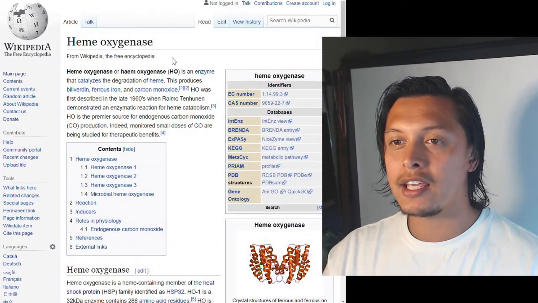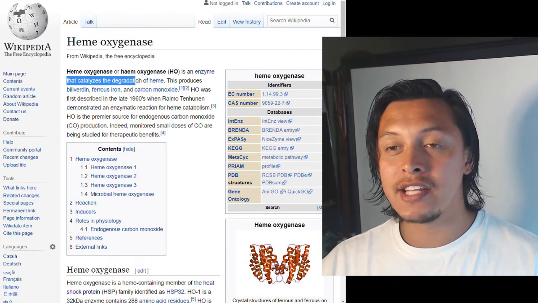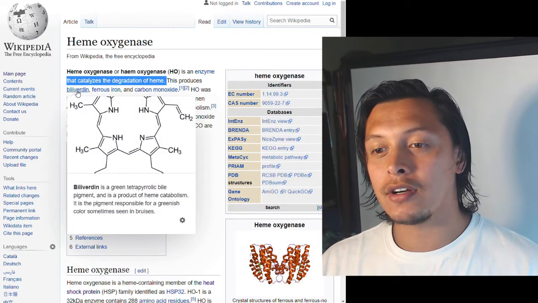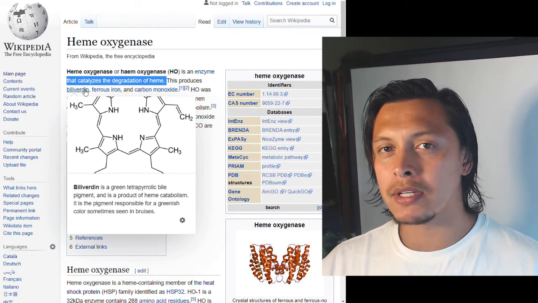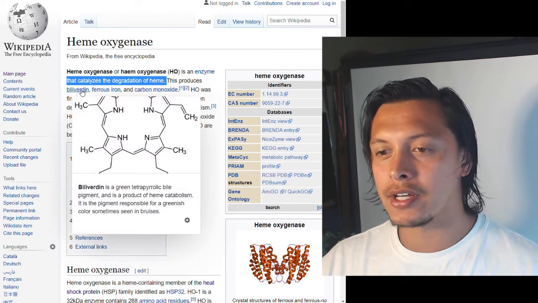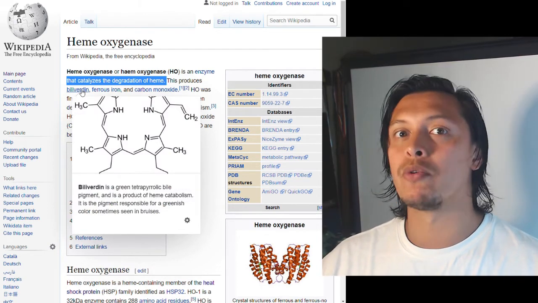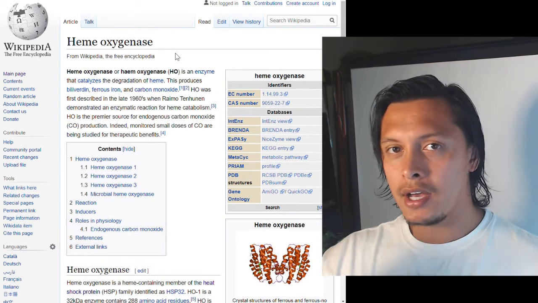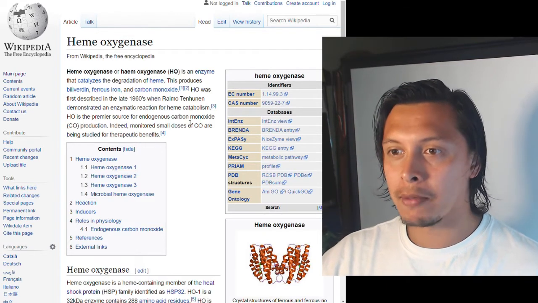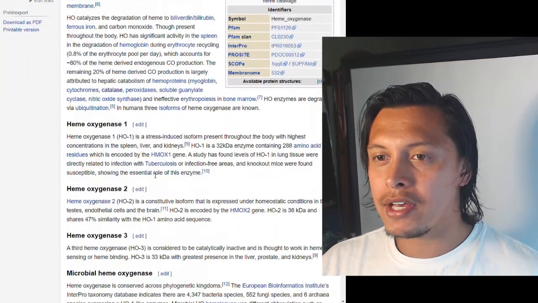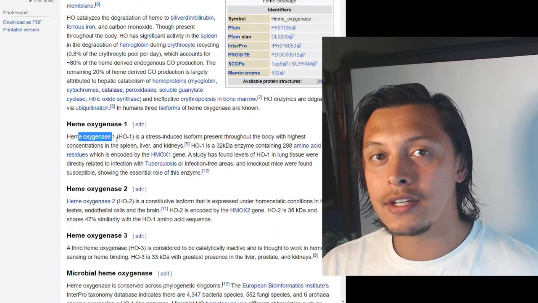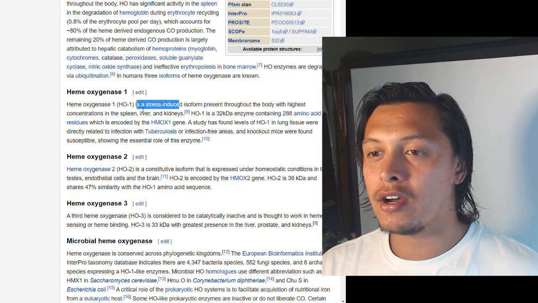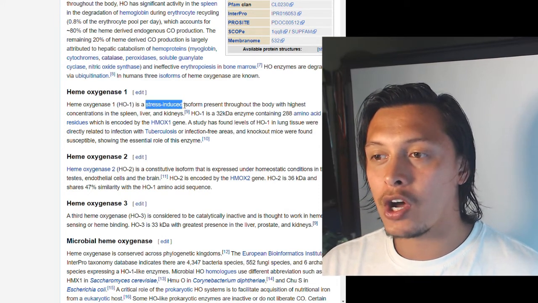Heme oxygenases are enzymes that catalyze the degradation of heme, and this produces biliverdin. I believe as this biliverdin gets processed all the way down to bilirubin, which I believe gives your feces its color, but don't quote me on that. I would have to look at the metabolic pathway again. This heme oxygenase 1 is a specific isoform of the heme oxygenases, and this one is upregulated as a result of stress in the body.